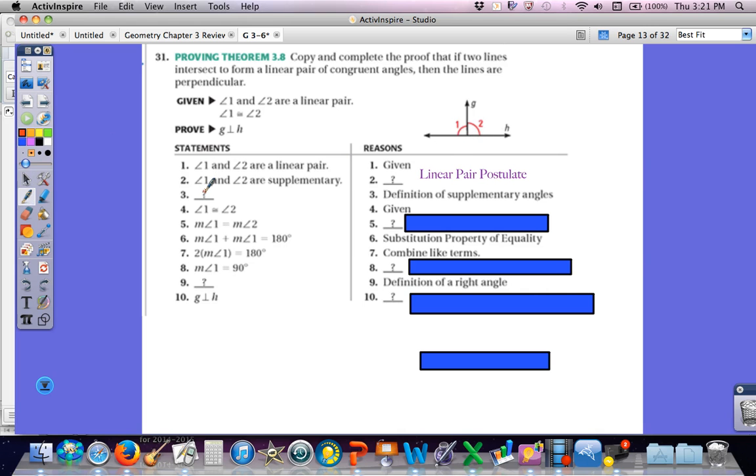So the linear pair postulate says that they're supplementary. So for number 1, the definition of supplementary would be the measure of angle 1 plus the measure of angle 2 equals 180 degrees.